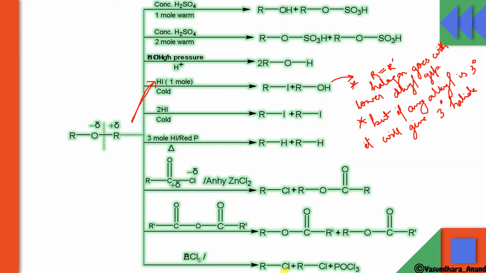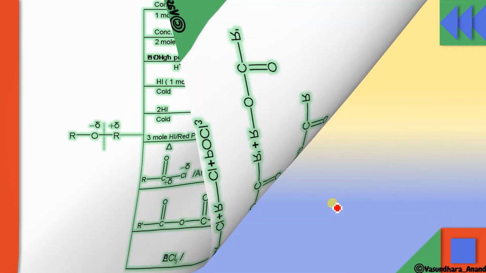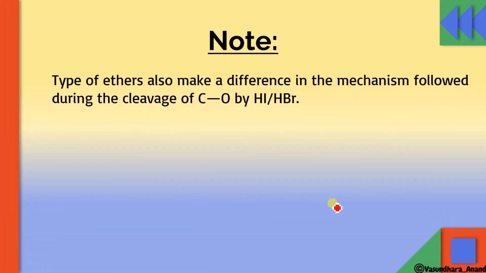On heating with PCl5, we know how the PCl5 reaction goes. PCl5 will give PCl3 and Cl and Cl, and it will give you 2 moles of alkyl halide along with POCl3 as a side product. I hope all these reactions are clear. Yes. So now move to the next note.